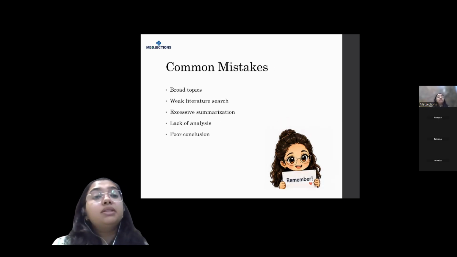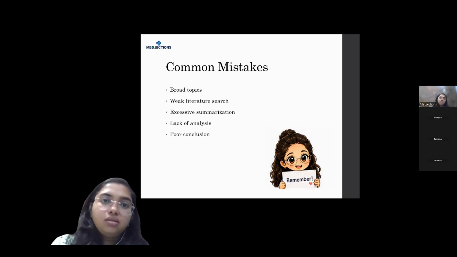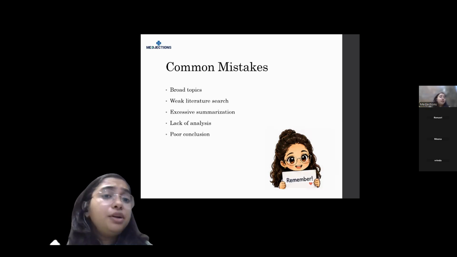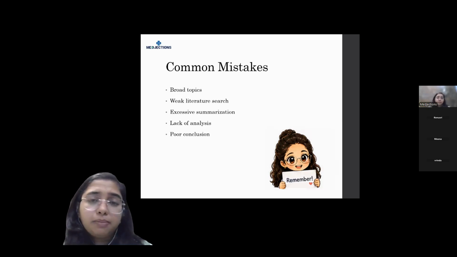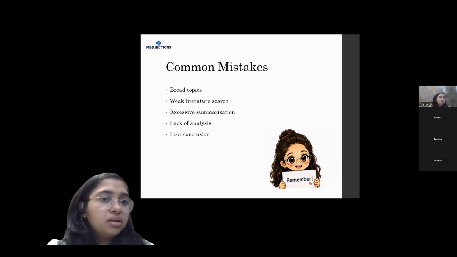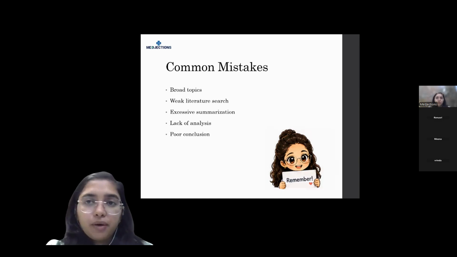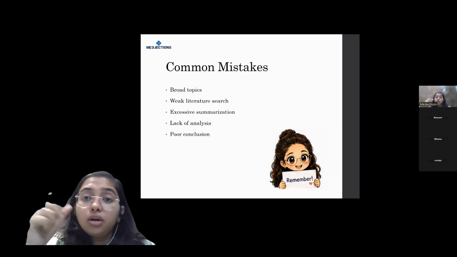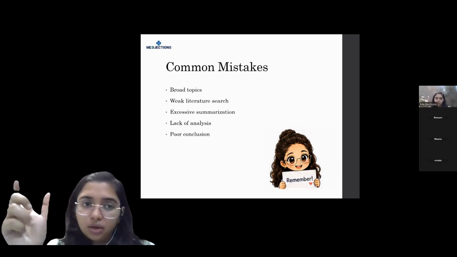Now, the common mistakes that we make. Sometimes we take a broader topic, okay? Then you won't be able to conclude everything in the word space. So you should always be very specific for the topic you decide whenever you're writing any research paper. It doesn't matter whether it is an editorial, systematic review, or review paper, whatever paper you are writing, you should not go with the broader topic. You should be very focused on the problem and the solution, okay?